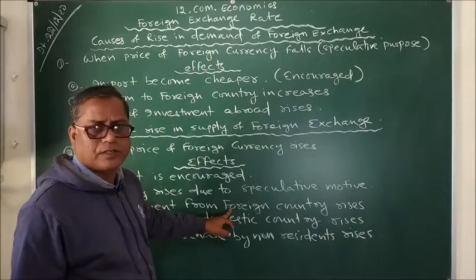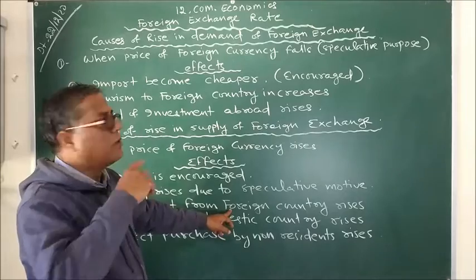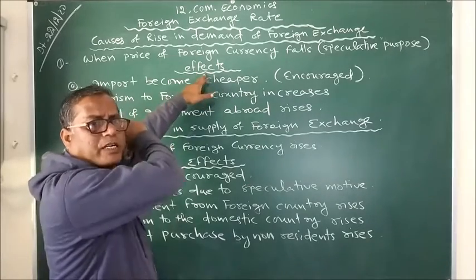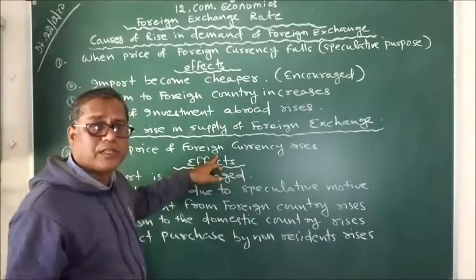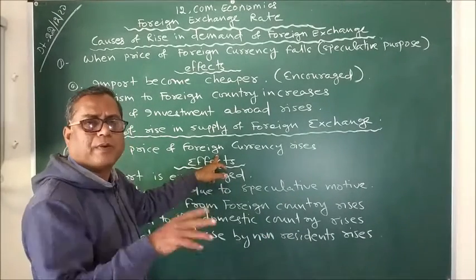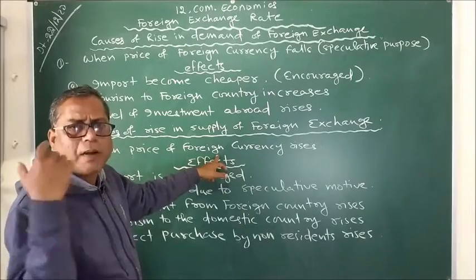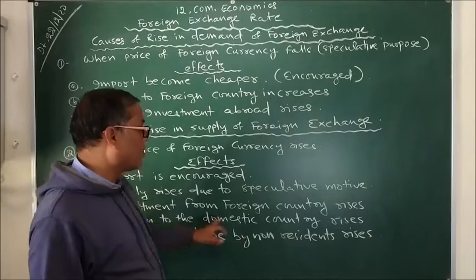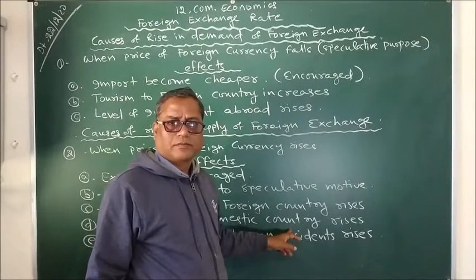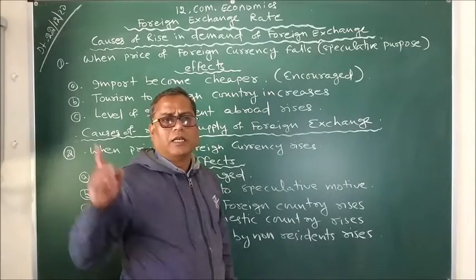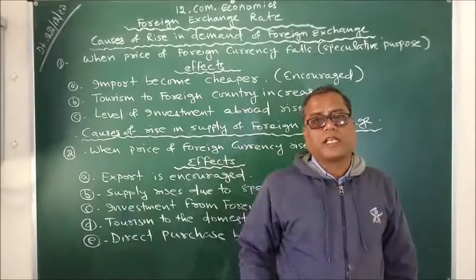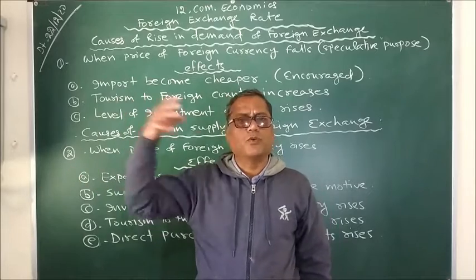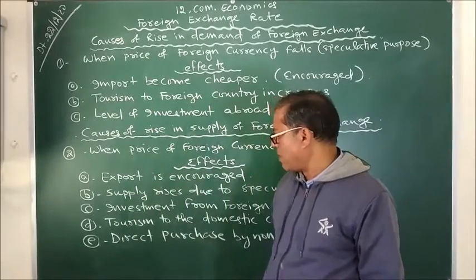Investment from foreign countries rises. Naturally, what happened in the case of depreciation of foreign currency? Our Indian people increased their investment abroad, and in the case of appreciation of foreign currency, foreigners would increase their investment in India, like portfolio investment or FDI, foreign direct investment; the level would rise. Tourism to the domestic country rises. Now by spending $1, a foreigner can purchase more goods than before. That's why foreigners would be interested to come to India in the tourism sector.